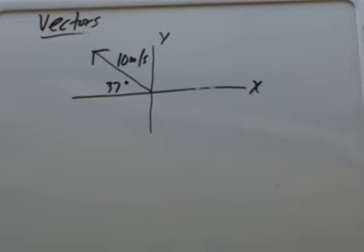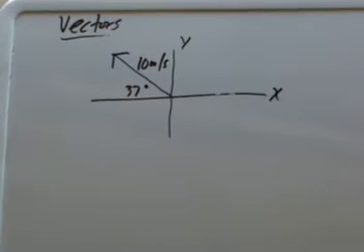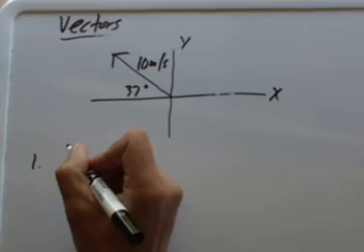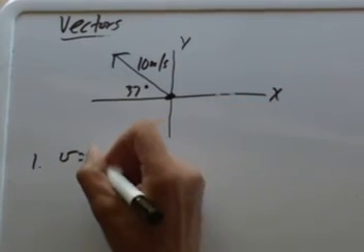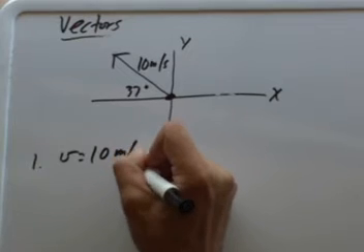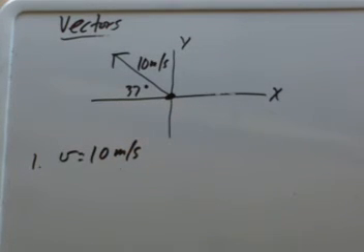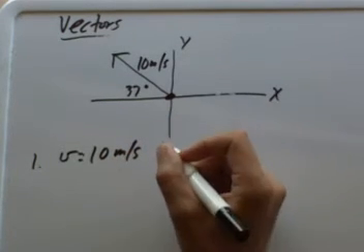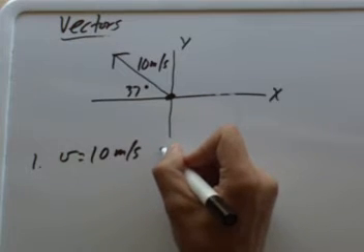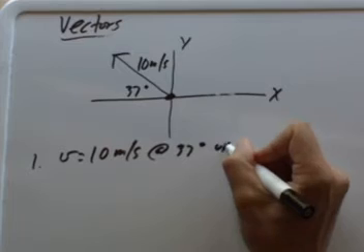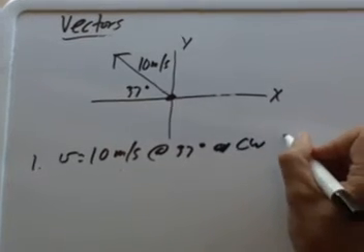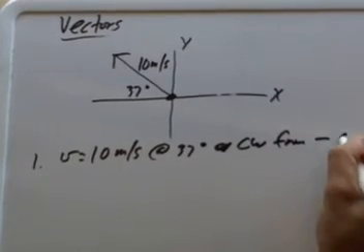So how would you report this as a vector? Well, the first way is probably pretty straightforward. You could say the velocity of this car or object or ball, whatever happens to be going here, is going at 10 meters per second, and you need to be very specific now about what this angle is. So you could say that, reporting in a couple of ways, 10 meters per second at 37 degrees, we'll say clockwise from negative x.